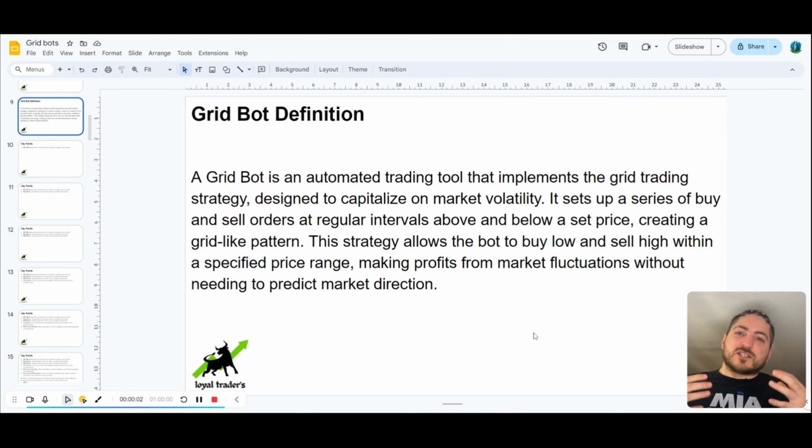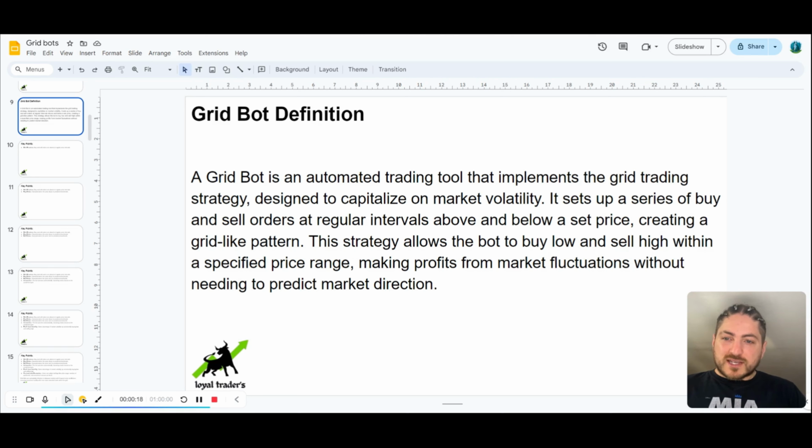Alright, now let's discuss the grid bots. Before we start, I'm going to give you a quick definition and then we're going to jump into a bit of a graph of what a grid bot looks like, just so you can understand how it works, how it triggers buys and how it triggers sells. So just a quick definition before we start.